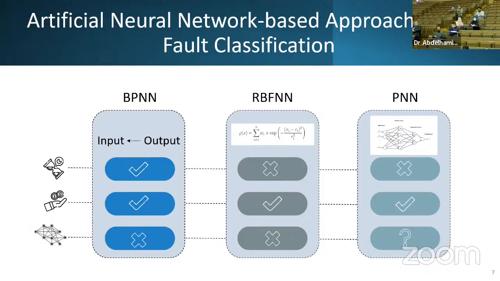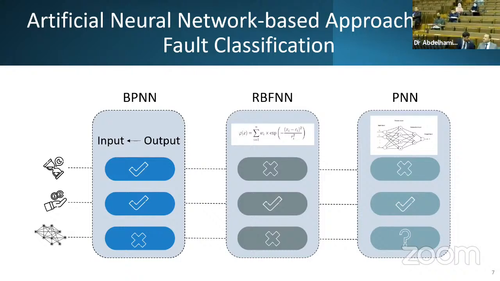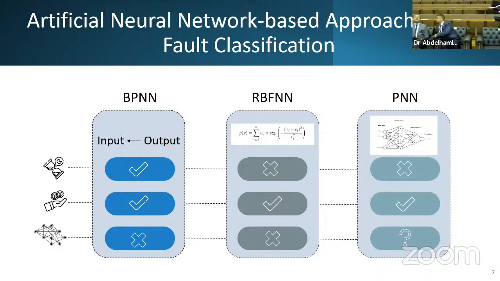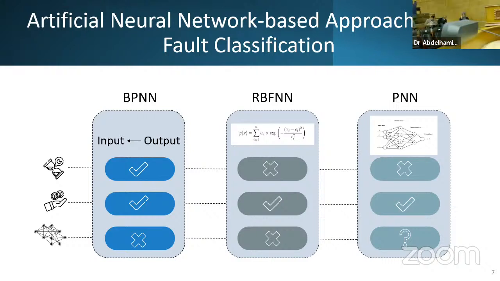Let's take a closer look at those approaches. The backpropagation neural network has the ability to propagate backward from the output layer to the input layer to calculate the gradient of the loss function and readjust the weights for each layer. While the radial basis function neural network uses the radial basis function, given by this equation, as an activation function. In the probabilistic neural network, the pattern layer with hidden nodes for each training instance determines how close the input vector is to the training vector.